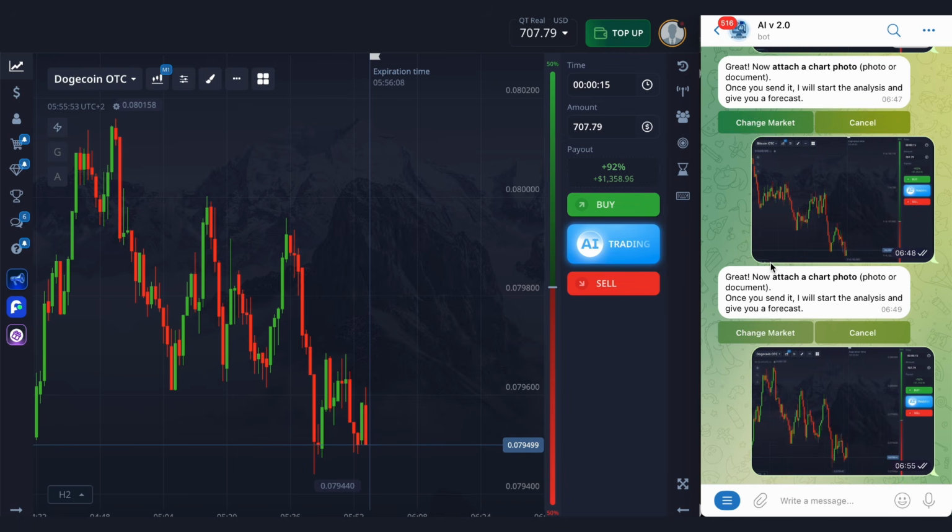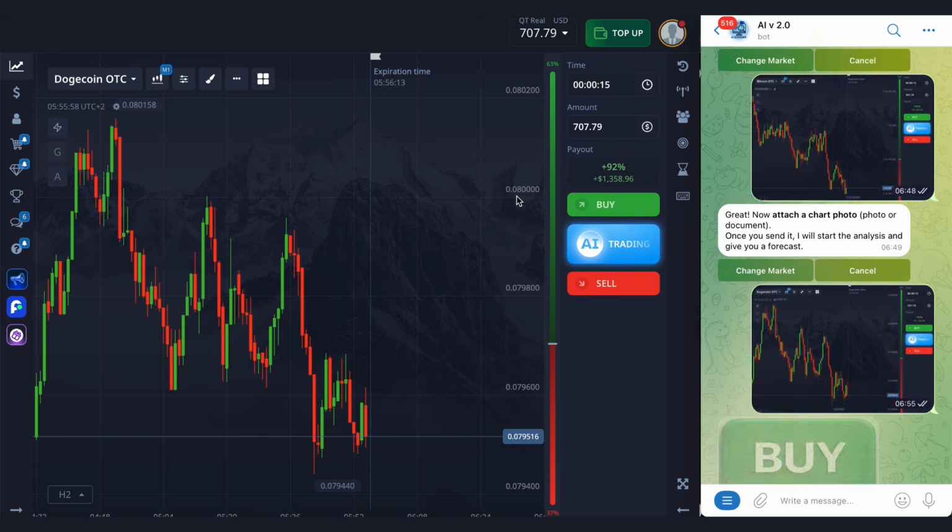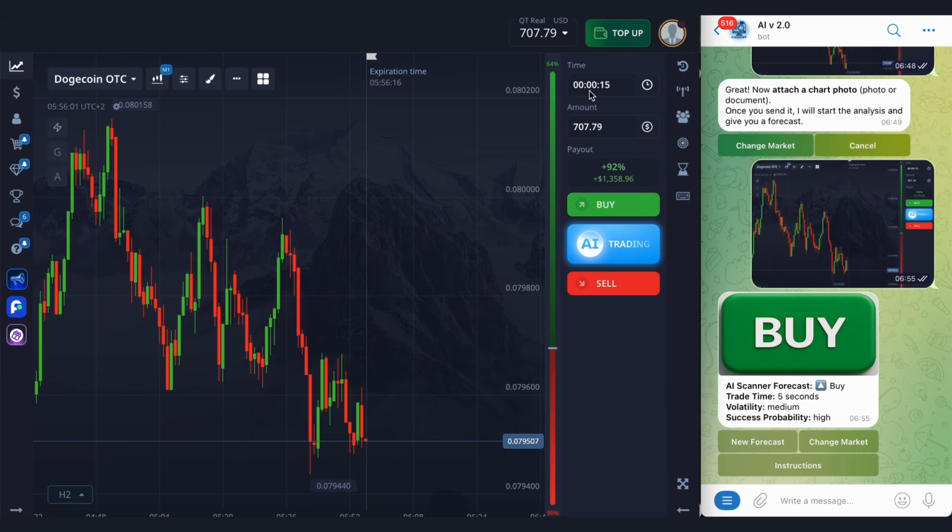We're gonna hold on and see how this is gonna play out. It says once we send it, it will start analyzing and give us a forecast. Alright, and it is gonna be a 5 seconds buy.